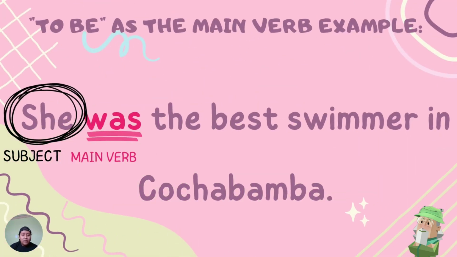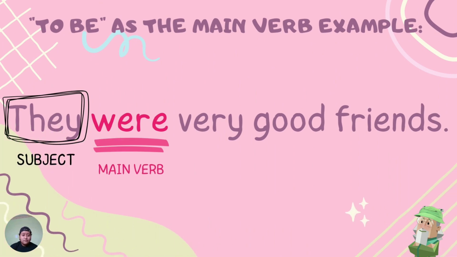Here we have more examples in simple past. She was the best swimmer in Cochabamba. She is our subject, and was is the main verb in past simple or simple past. They were very good friends. They is our subject, and were is our main verb in simple past.